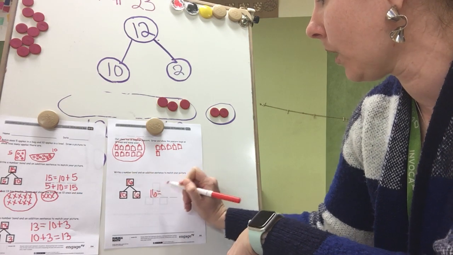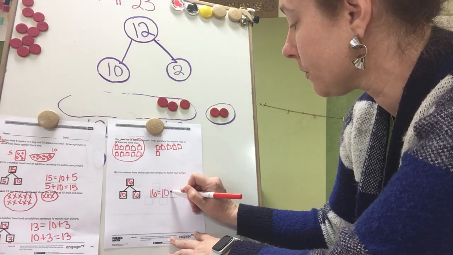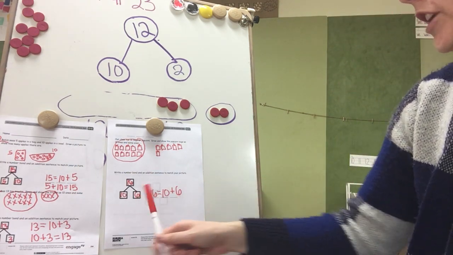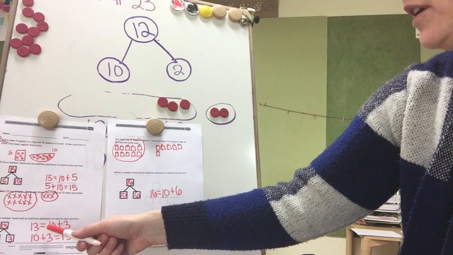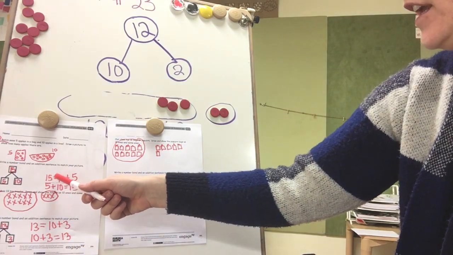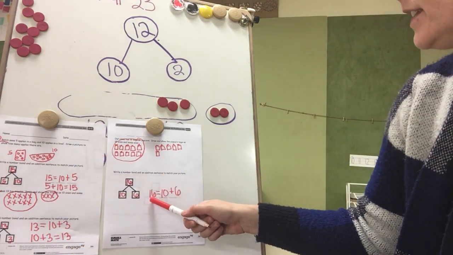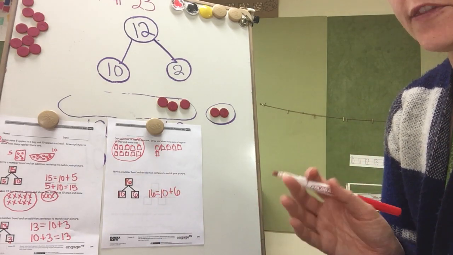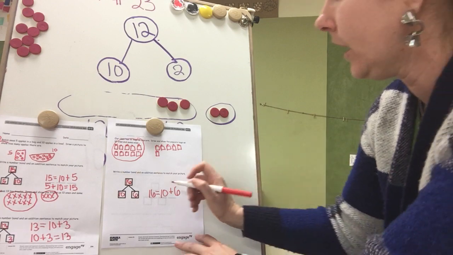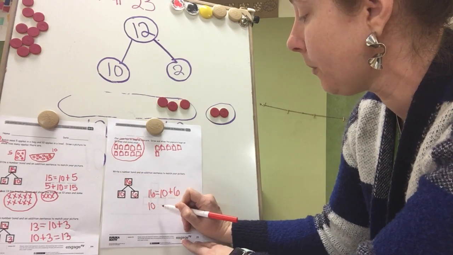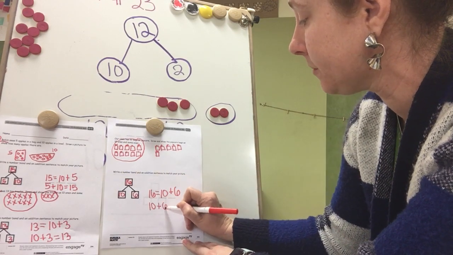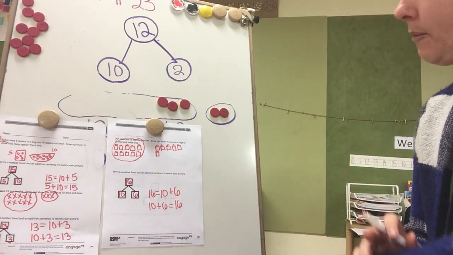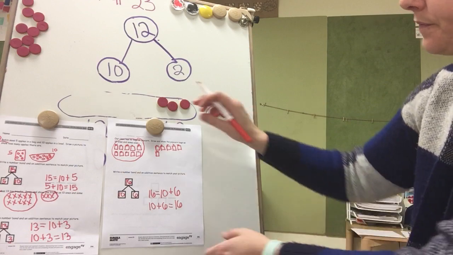16 equals 10 plus 6. Just like how we wrote 13 equals 10 plus 3, 15 equals 10 plus 5, 16 equals 10 plus 6. Now if you want to write the math problem with the parts in the front, you would write 10 bags of popcorn plus 6 bags of popcorn equals 16 bags of popcorn.